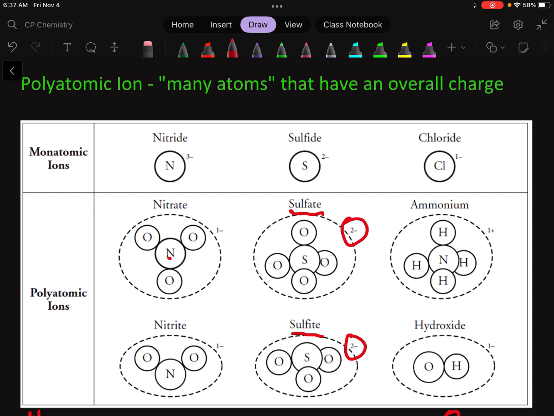Here's a couple other ones. Ammonium, and that doesn't have an ite or an ate ending, but ammonium is the only one that we will be dealing with that has a plus charge, and it's +1. But its formula is NH4 +1. And then hydroxide, we will be using it a lot, especially when we get to acids and bases and neutralization. But hydroxide is an oxygen and a hydrogen with a -1 charge. Okay, so those are just a few examples.